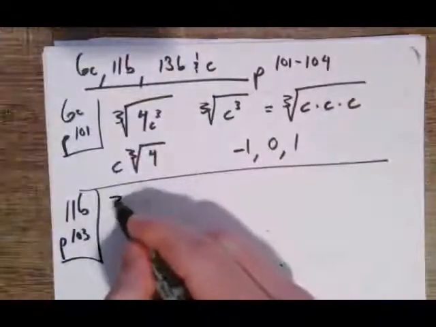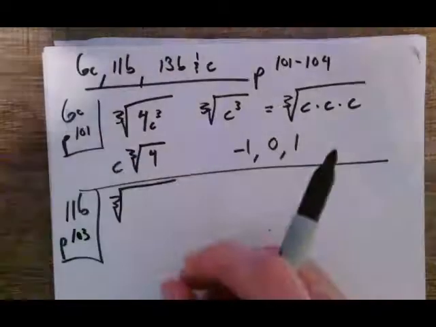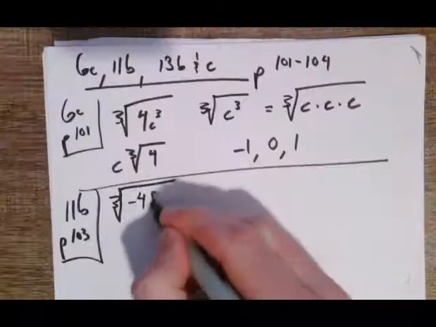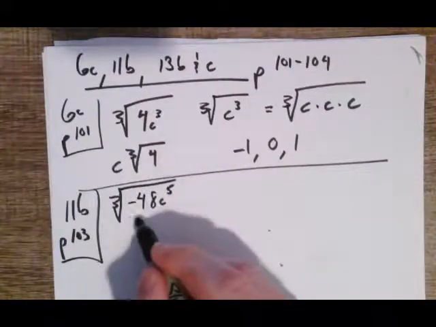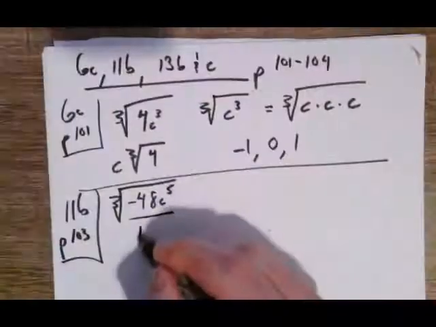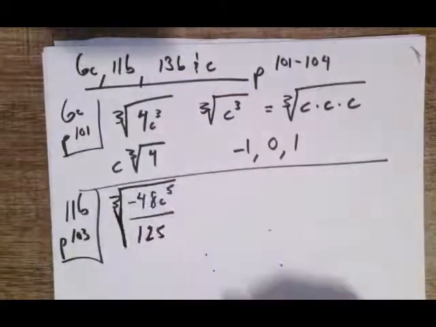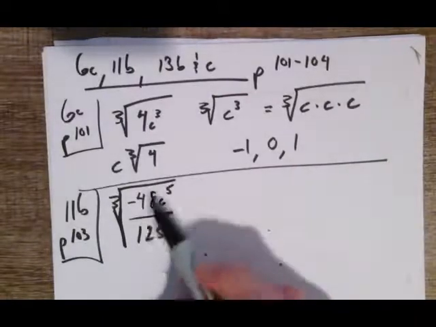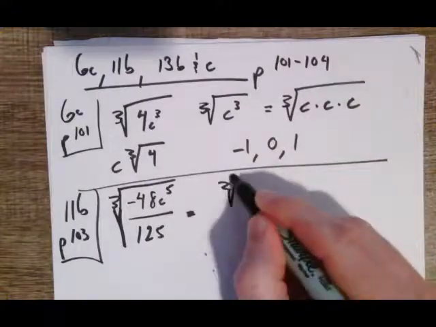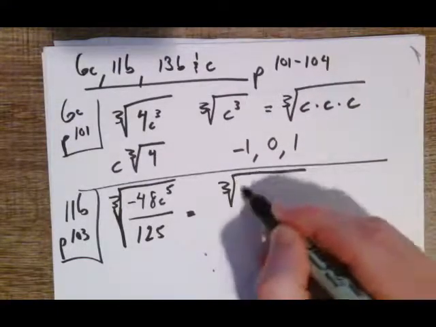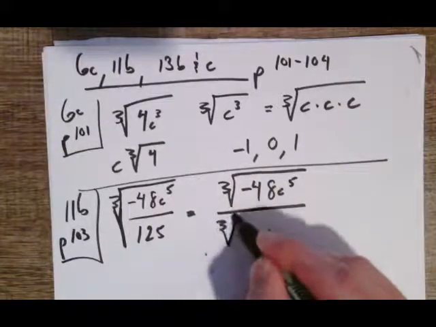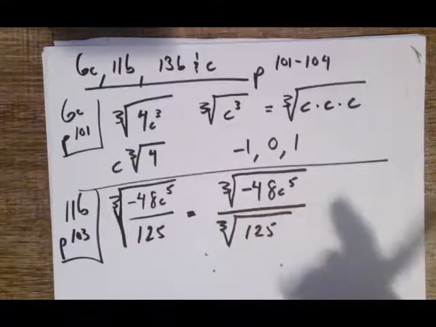Cube root of negative 48c to the 5 all over 125. Okay, this actually comes all the way down like this. We can treat this like two separate questions, and that might make it easier. So it's the cube root of negative 48c to the 5 over the cube root of 125.